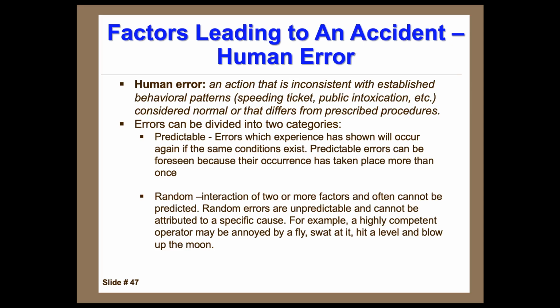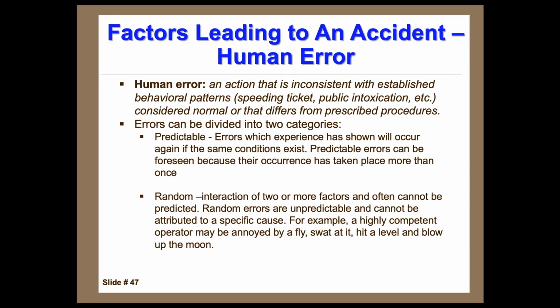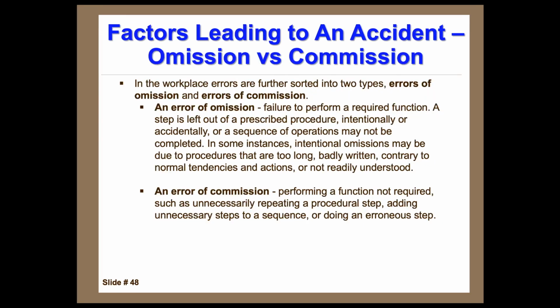So these all are the examples of factors leading to an accident, human error, and the difference between random error and predictable errors. Factors leading to an accident, omission versus commission. So we will discuss it in the next class.